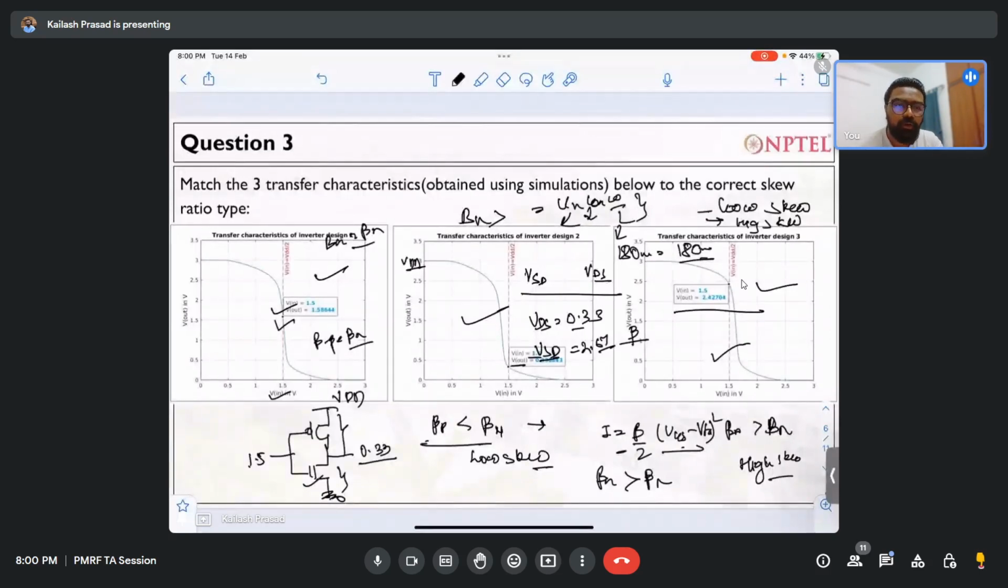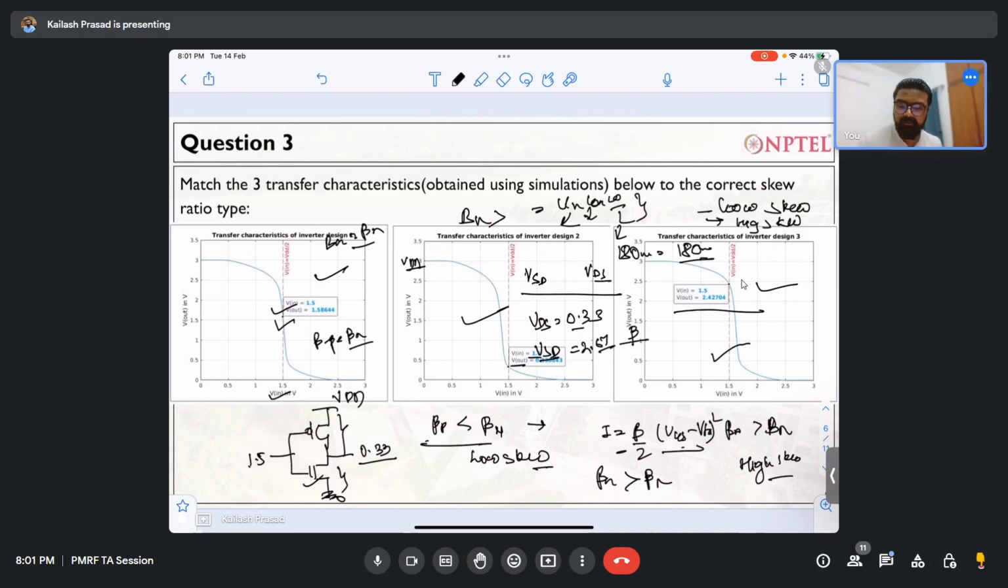So if you want to make a low skew inverter, you just increase the W of the NMOS. If you want to make a high skew inverter, you just increase the W of the PMOS as compared to the NMOS. If you do that, you'll be able to make low skew and high skew inverters. Is that clear, everybody?